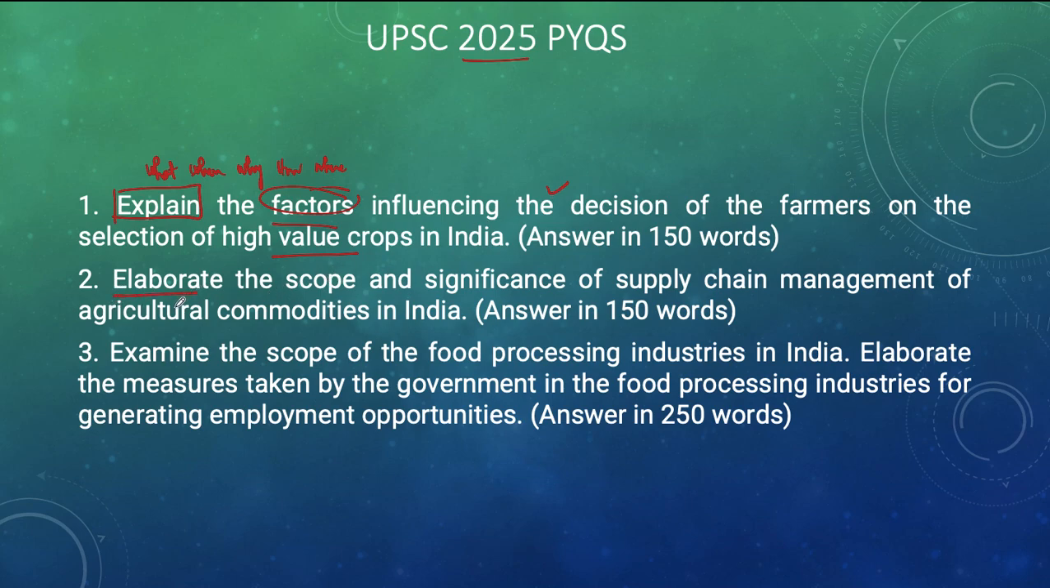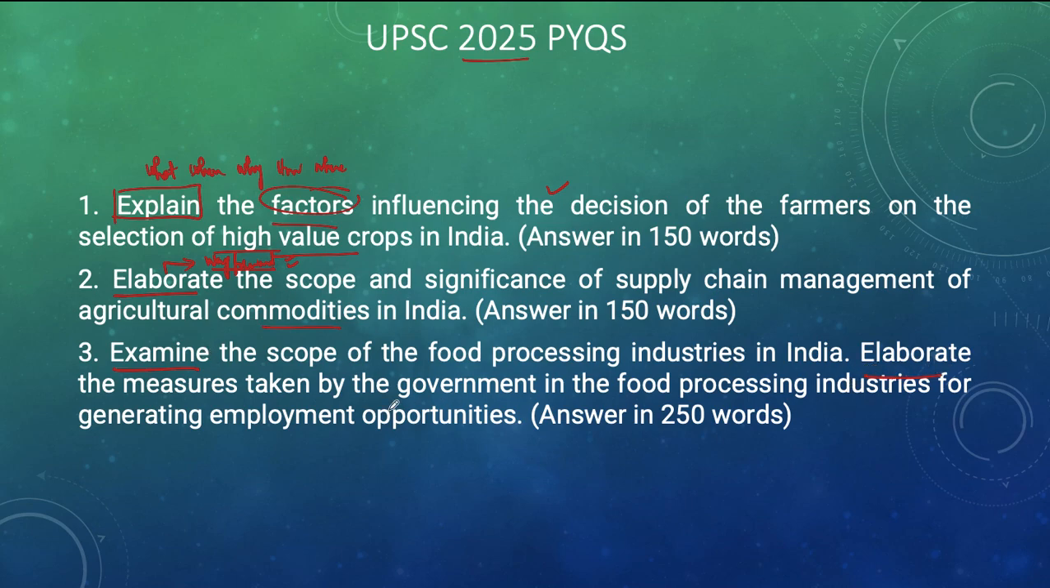Elaborate the scope and significance of supply chain management of agricultural commodities in India. Whenever the examiner is asking you to elaborate, students, you need to write a way forward in your answer. So kindly remember that before the conclusion, you should give a road ahead or way forward where experts' and committees' recommendations can be included, and even in the conclusion, Sustainable Development Goals can be linked in the answer to get maximum marks. Third question, examine the scope of food processing industries in India.